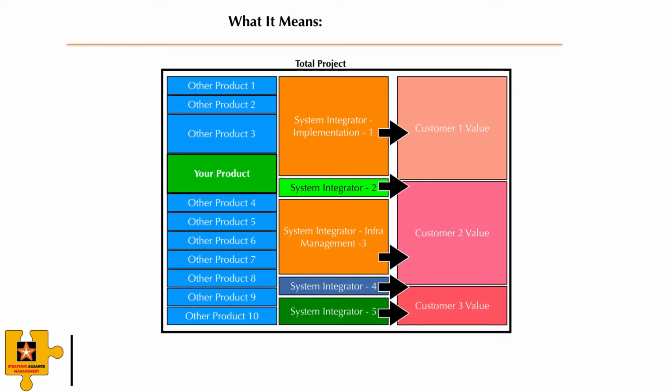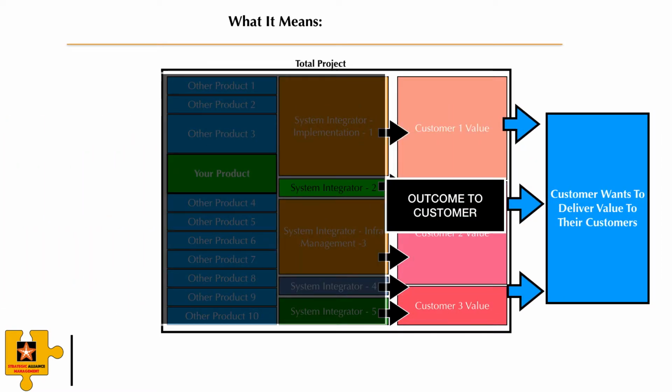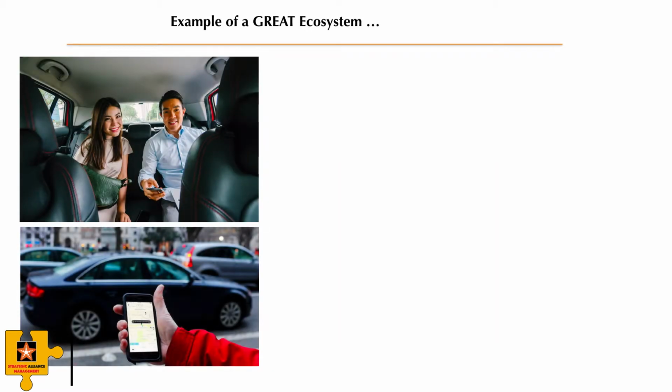Let's go back to the same project. Remember, ecosystems are all about creating the entire view over here and offering that as an outcome to the customer. So, what will the customer do out of it? Well, they're going to take these outcomes and then deliver value faster to their customers. It's as simple. How about we look at an example? A totally great ecosystem is basically the rideshare companies. So let's take a look.